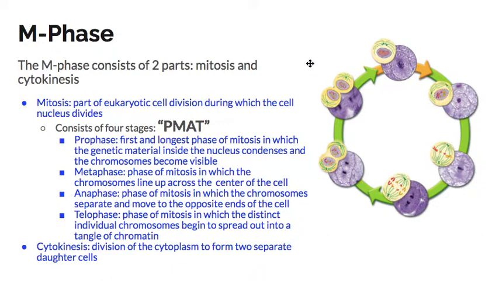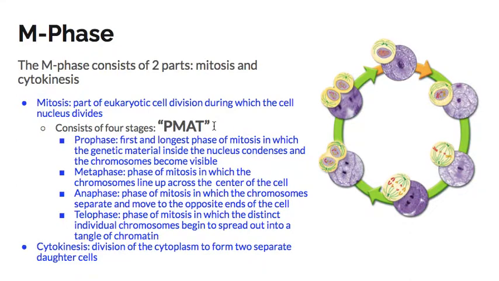So the M phase consists of two parts. We have mitosis and cytokinesis. Now, mitosis is the cell division during which the nucleus divides. Cytokinesis is the division of the cytoplasm to form two separate daughter cells.